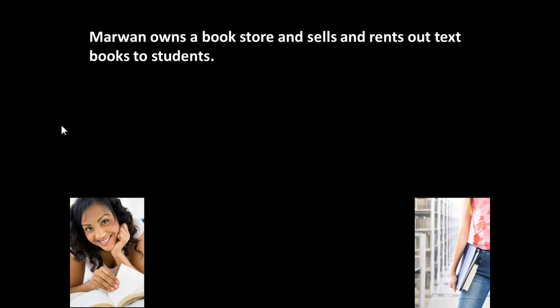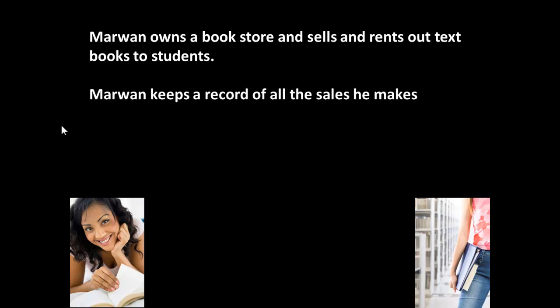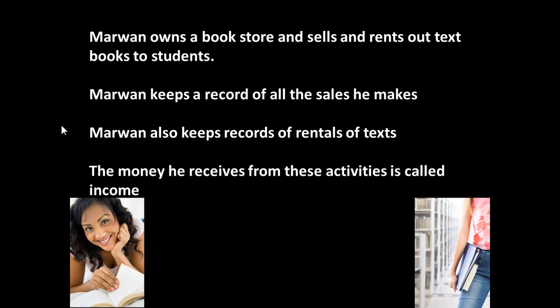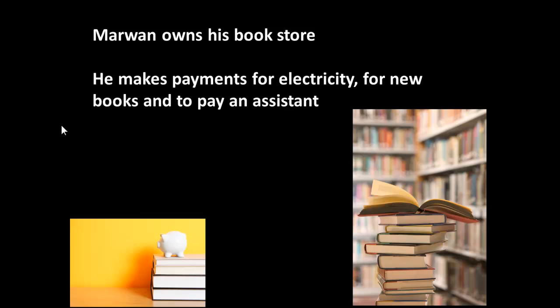Marwin owns a bookstore and he sells and rents out textbooks to students. He needs to keep a record of the sales that he makes, and he also needs to keep a record of all the rentals that he makes. And he's going to get money for those two activities, and the money he receives from those activities is called income. Marwin owns his own bookstore, and he makes payments for the electricity, for any new books that he needs, and to pay an assistant. And those sort of things are called expenditure. So we have income and expenditure.